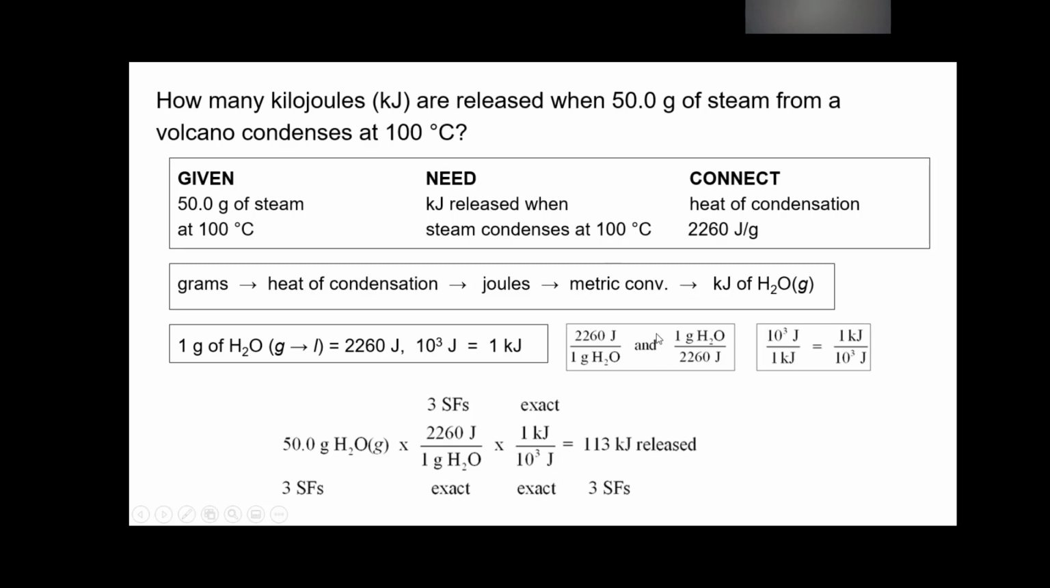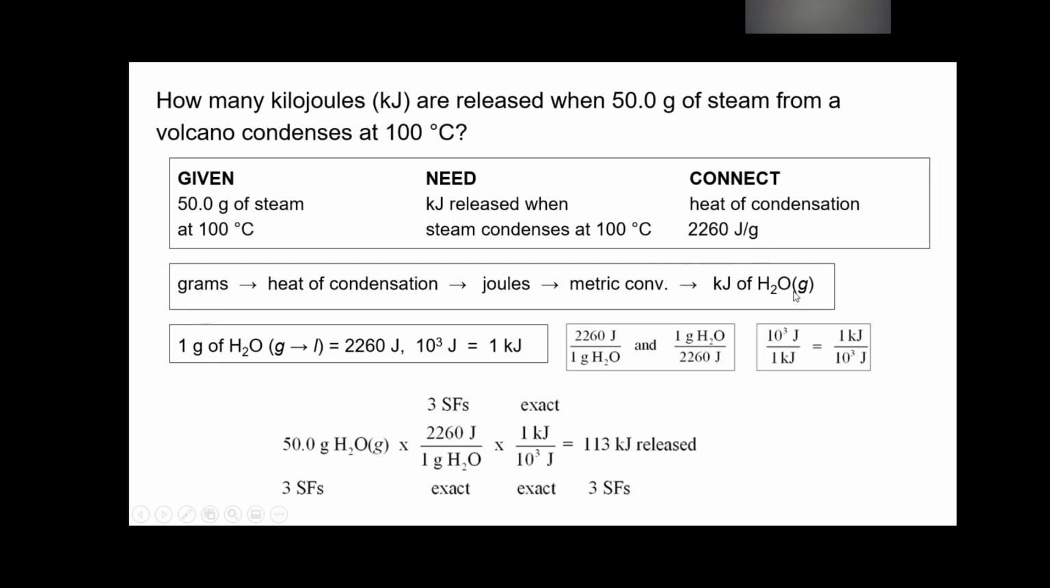How many kilojoules are released when 50 grams of steam from a volcano condenses at 100 degrees Celsius? So we have to pull out the information we know. We have 50 grams of steam at 100 degrees Celsius. Kilojoules released when steam condenses at 100 degrees Celsius, that's what we're looking for as an answer. And we need to know the heat of condensation, and we'll have 2260 joules per gram. So let's take a look at what we have.